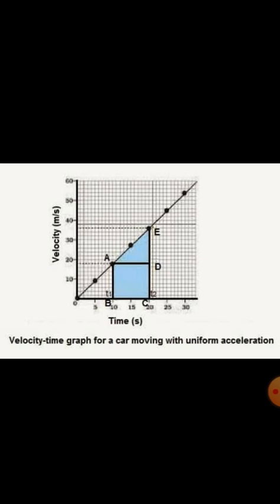Now let us see how the velocity time graph looks for a body with uniform retardation. Do you remember what is retardation? Whenever the initial velocity u of the body is more than the final velocity v, the v minus u value will be negative and the acceleration is negative. Then it is said to have deceleration or retardation.